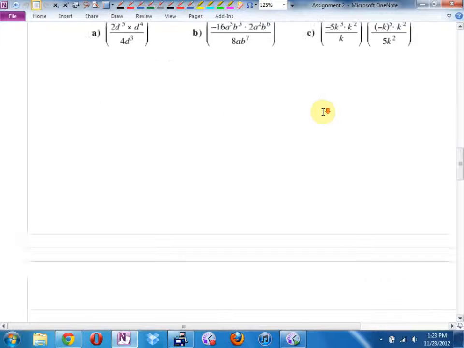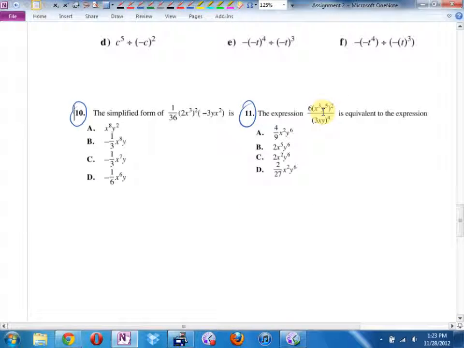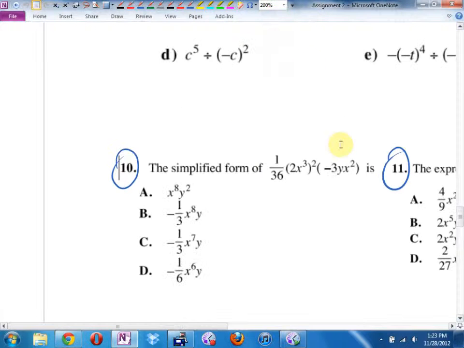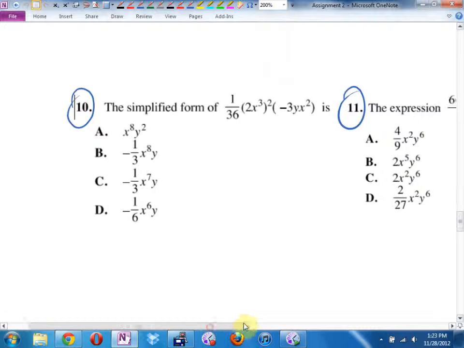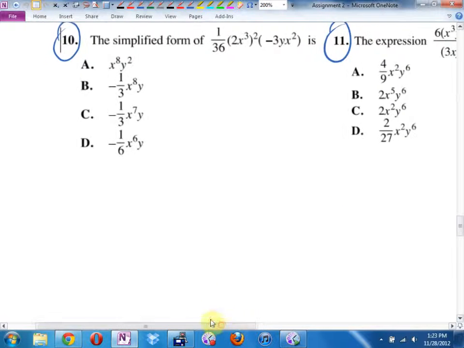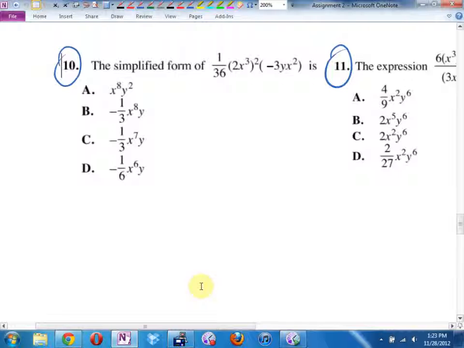Questions from the homework from last day, number 10. Let me make it a little bigger so you can zoom in. Number 10. The simplified form of that is, so first of all, here is how I see this.